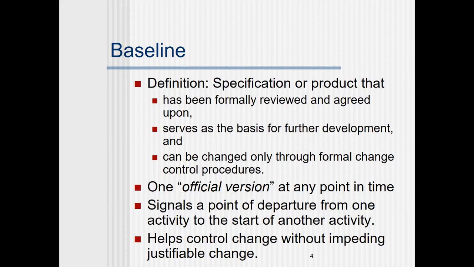Now, if you take Windows, I'm not saying that no research is happening or no changes are happening. They are working on the source code. But what is available to us is the working version of the product. At any point of time, all these open-ended or closed-ended softwares will have one official version. It signals the point of departure from one activity to the start of another activity. The baseline is responsible for that and helps control change without impeding justifiable change. Impeding is blocking. It helps to control the change without blocking the justifiable changes.